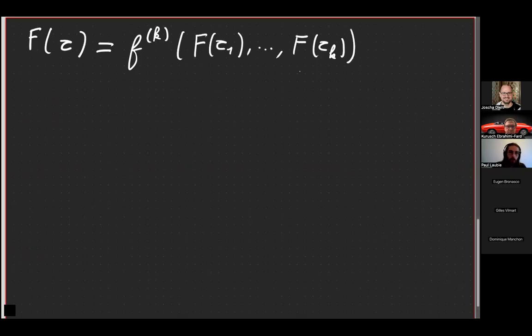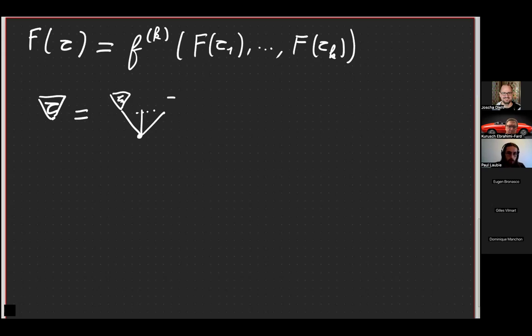Okay. And so now I can define big F of a tree. It is the k-th derivative of f applied on F of tau 1, dot, dot, F of tau k, with the tree tau equal to some root and then some children of the root, tau 1 to tau k.